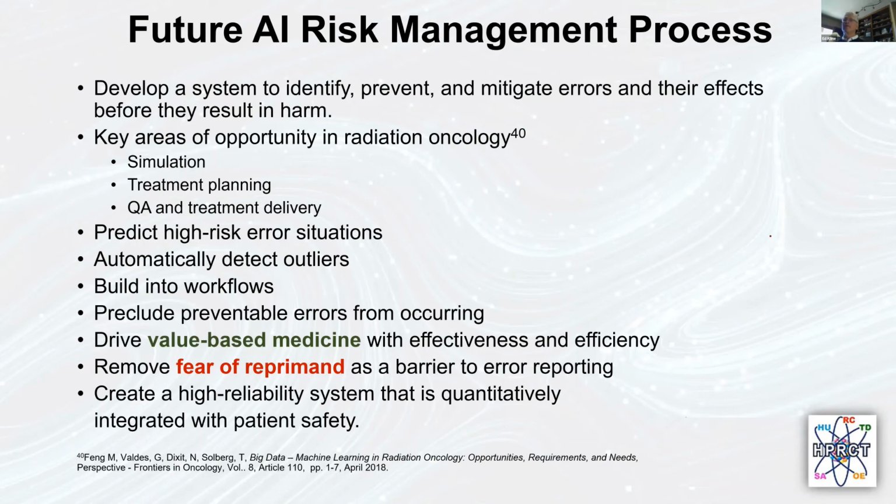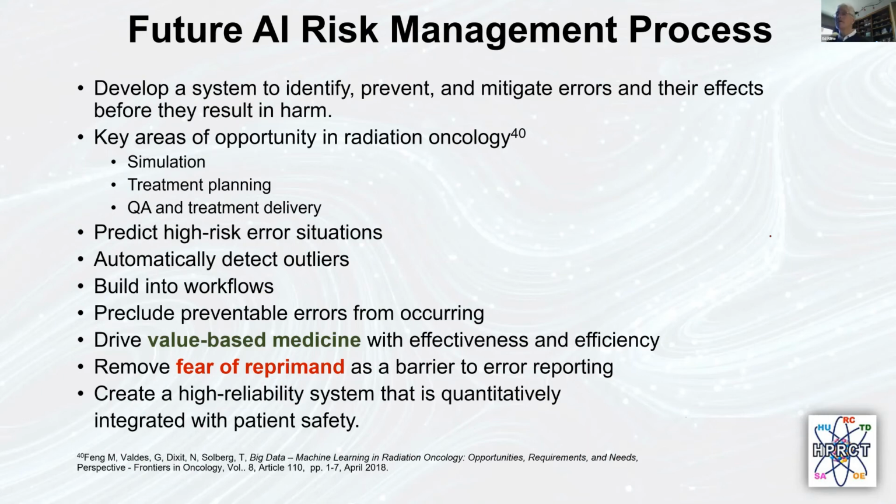Are the treatment fields within the proper geometry? Are they off by greater than 2 millimeters? Things like this, just examples. You want to preclude the errors before they occur, clearly. And then value-based medicine is a thing going where in healthcare, there has to be value behind what you're doing. This is the term the government uses for effectiveness and efficiency.